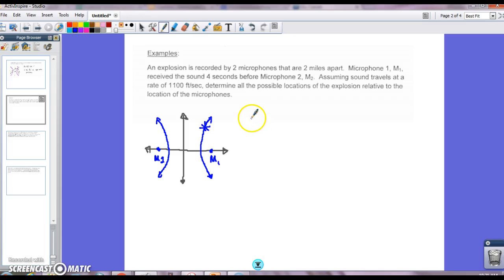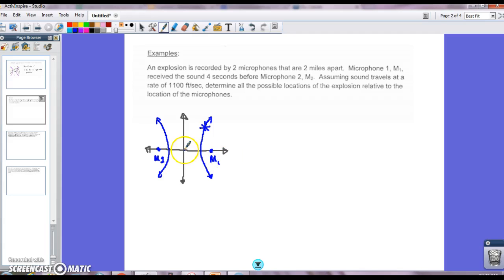It says here that microphone 1 received the sound 4 seconds before microphone 2, which is why I placed microphone 1 on the right and microphone 2 on the left. You could have done it the other way around, and I'm not really sure why I gravitate towards doing things on the right-hand side. I just do. You could have put the explosion over here on the left and then just had M1 on the left. Doesn't really matter. You're still going to come up with the same answer.